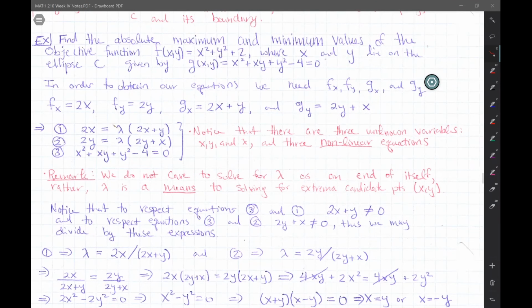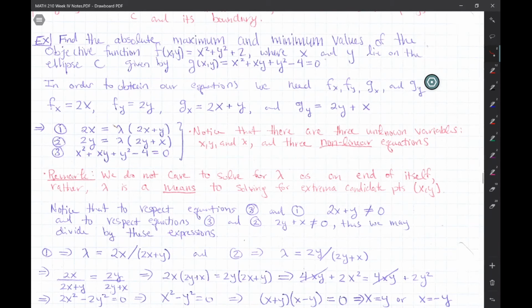So let's take a look at an example. We have our function here, that's going to be our objective function. We want to find the absolute maximum and absolute minimum values of this objective function along the constraint, given as the level curve of this function of two variables. You're setting that equal to 0, and we're going to get an ellipse there.